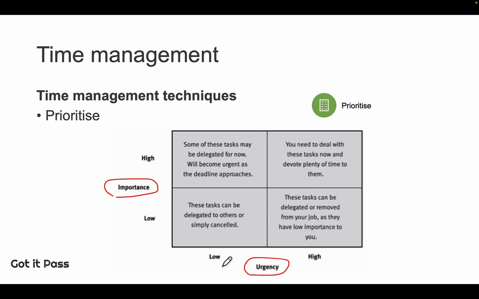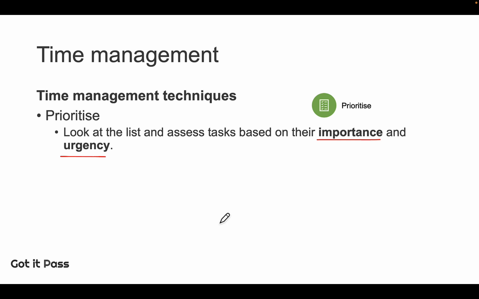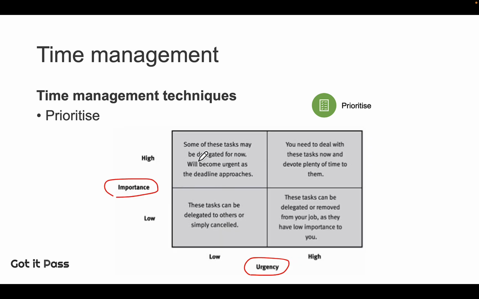And for tasks which are low urgency and low importance, you can think whether this task can be delegated to others, or simply canceled or avoided. So here is the first box in this matrix. And the second box I would like to highlight is when the task is high importance but not very urgent. So it means high importance and low urgency, and this task may be delegated for right now.